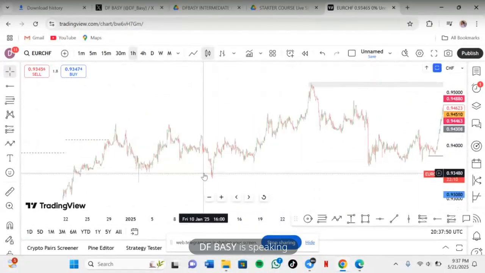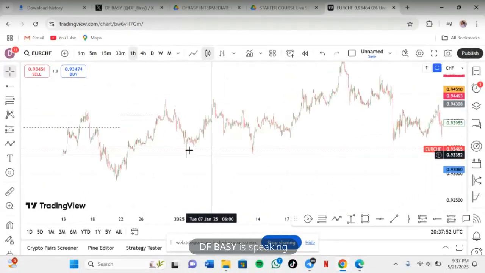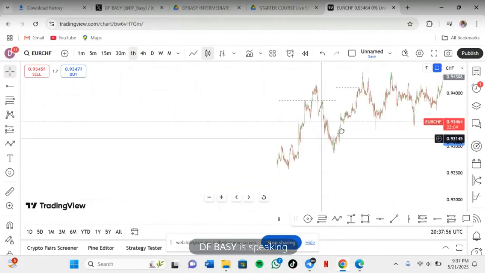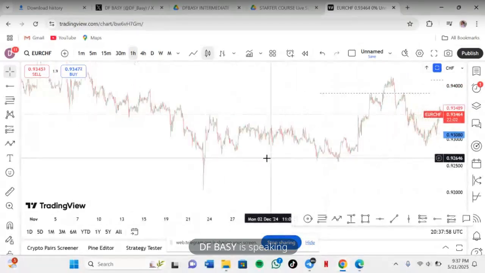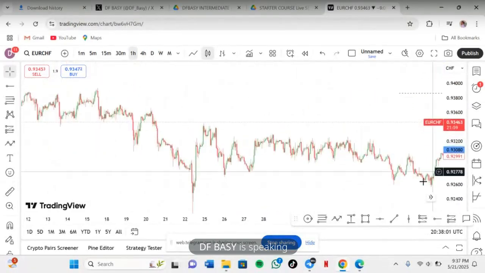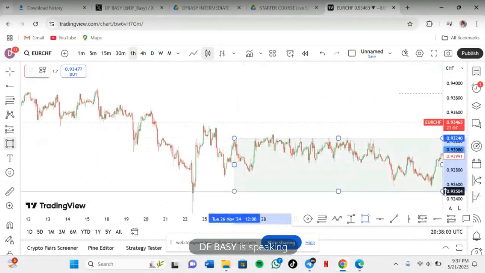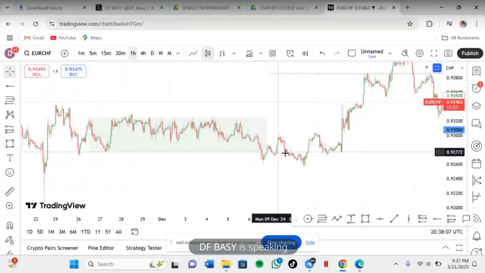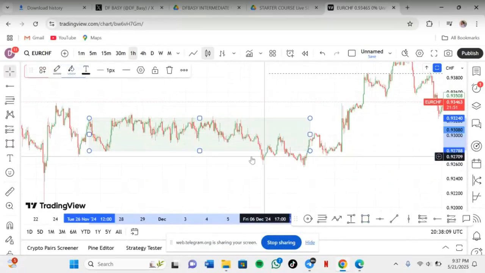Yeah, something like here. The market is ranging. It's not breaking highs. Something like this one here also. See the range.